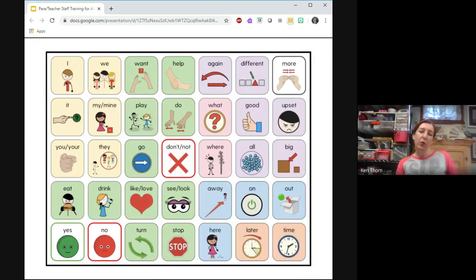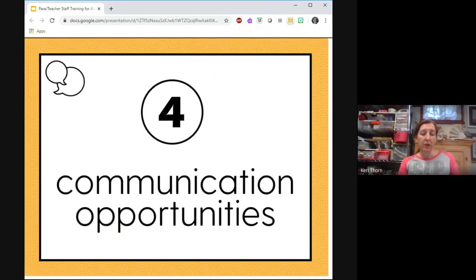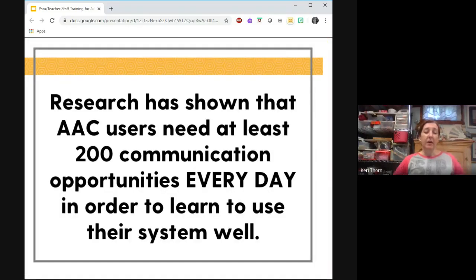Okay, here's an example of a core board. It has a lot of language that's going to be very powerful for them. So, communication opportunities. Research shows that a student needs 200 opportunities every day to master their device and become fluent with it. In a speech session of 30 minutes, we could probably get a good 40 to 50 opportunities if the kid's really on task. But that really means they still have so many more chances they need throughout their day besides just in the speech session.